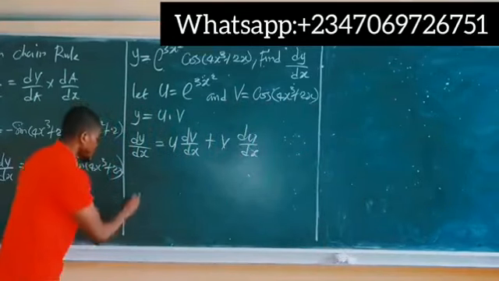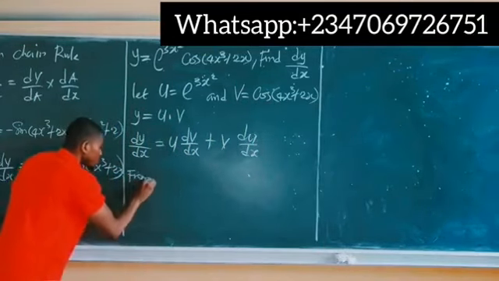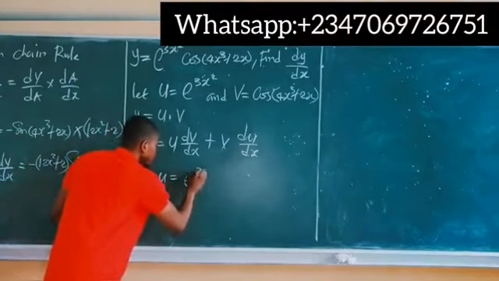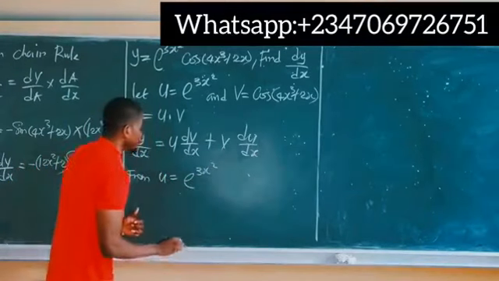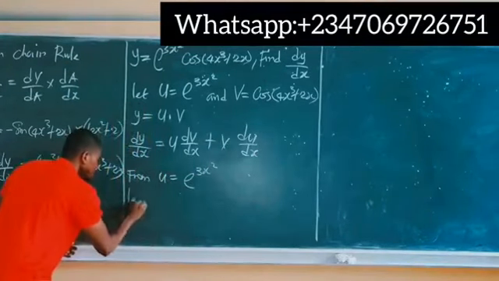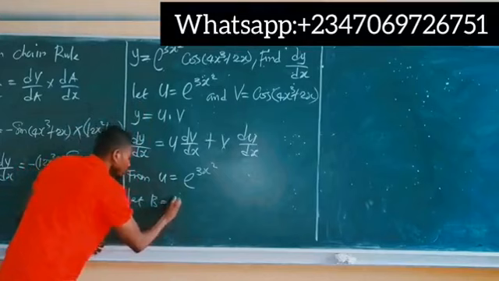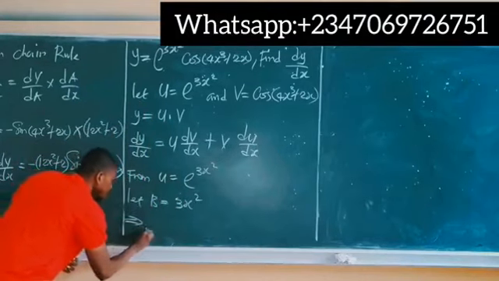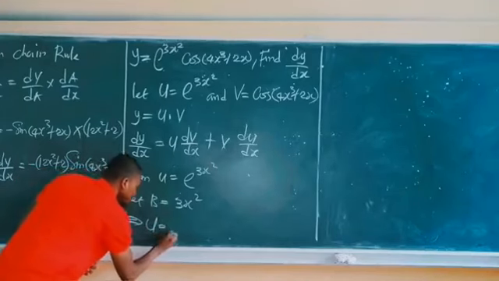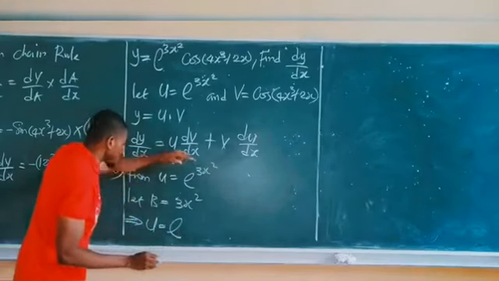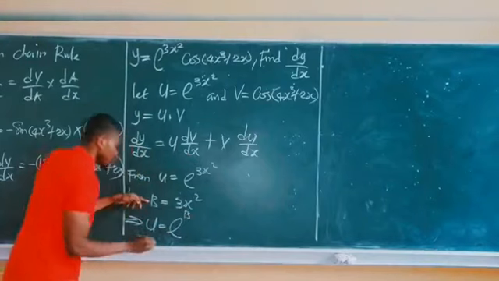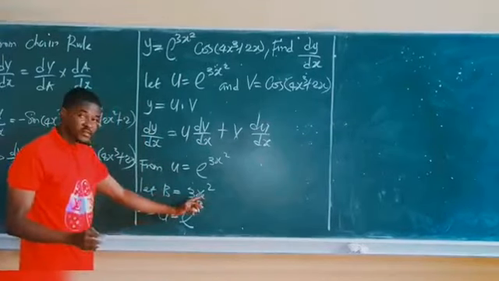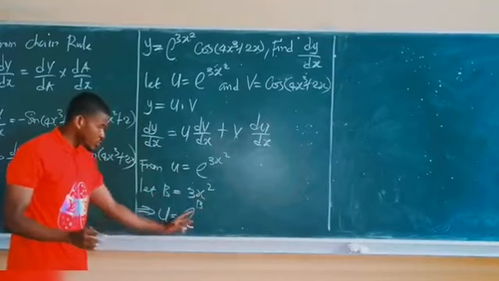Now, from u equals, we say let u be exponential 3x squared. Same thing, at this point simply say let b be equal to 3x squared. This simply now implies that u itself is simply exponential, and in place of 3x squared, we put in the value b. So at this point, b is a function of x and u itself is a function of b.